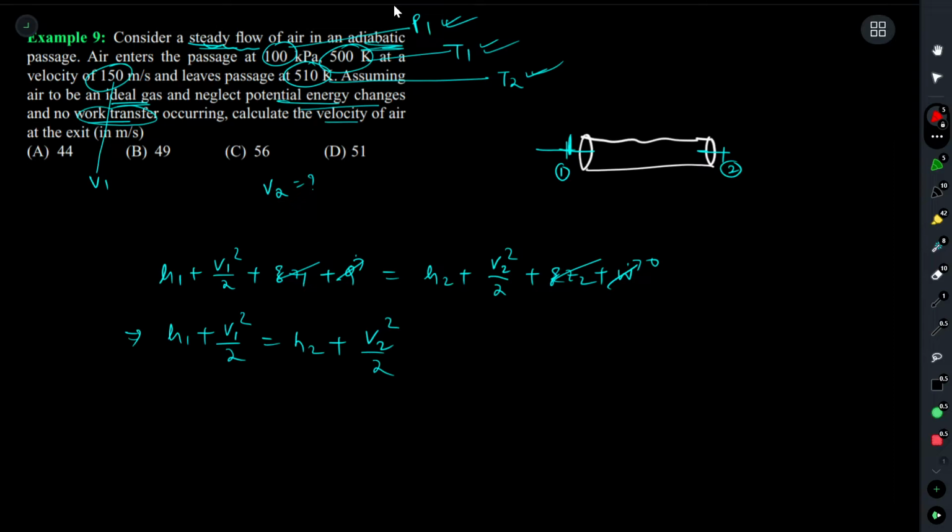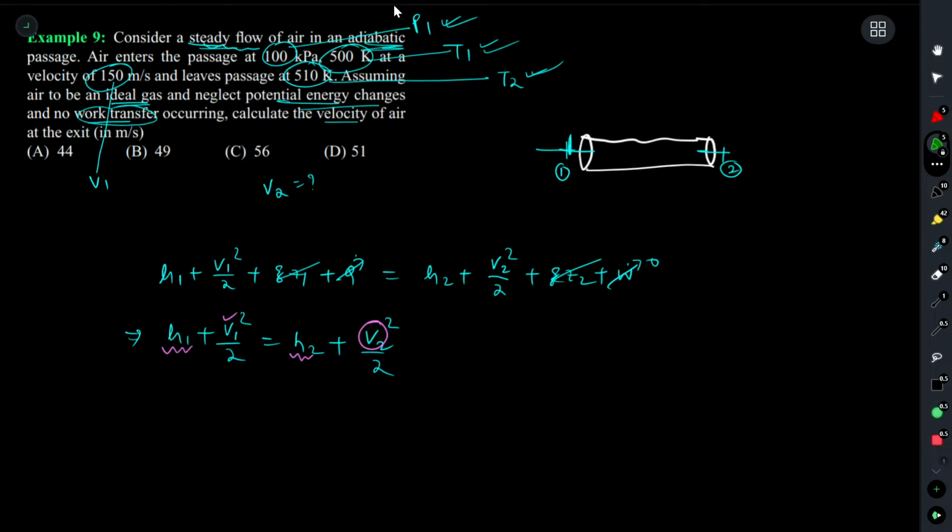So now here we have to find out the value of velocity at the outlet of this passage, right? That means we have to find out this V2. Okay, and V1 is given. So by any means, if I can find out the value of H1 and this H2, then definitely I will be able to find out the value of V2. Okay, and let us understand how we can find out the value of this H1 and H2.